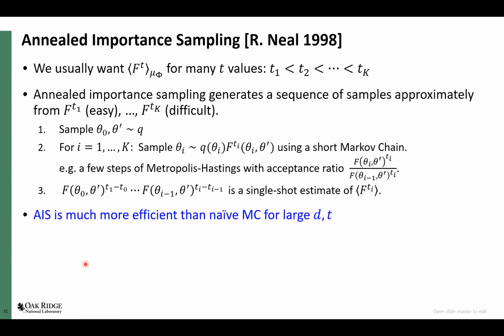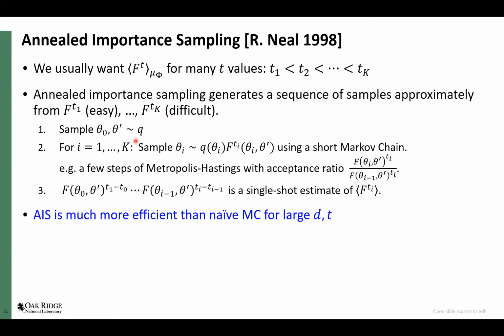And there's a technique called annealed importance sampling, which is actually a perfect fit for this application, because what we want is the frame potential evaluated for multiple values of t. And annealed importance sampling actually does this. We can think of these t values as sort of inverse temperatures. And annealed importance sampling generates samples progressively at these different temperatures, going from the easy ones at low t value to the difficult distributions at high t value.